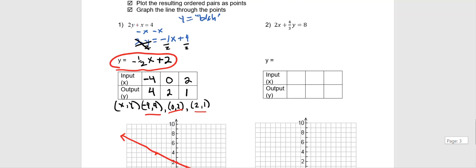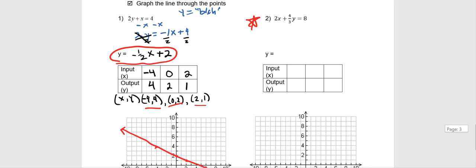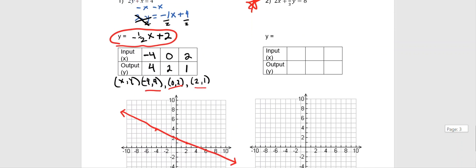So your job is going to be to finish this last problem on your own. And I'm going to have you think your way through picking the appropriate ordered pairs as needed so that you don't wind up with fractions here. And then when you're ready, you will plot those points and you will graph your line. And we will check back in tomorrow.